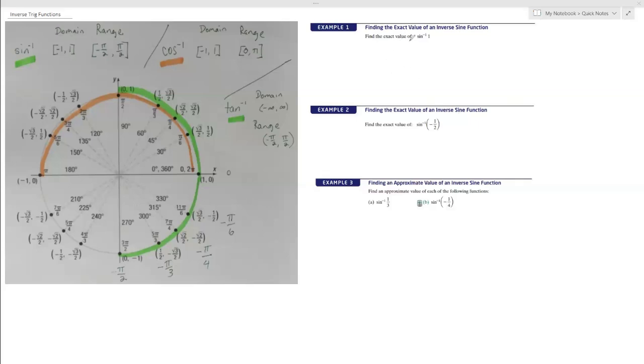And we want the exact value. Whenever they ask for the exact value, they basically mean it's going to be coming from the wheel here, and we'll be able to read it from special angles. So let's take a sine. They want the inverse sine of 1. Okay, so we're looking for where y is 1. And we're finding the angle. So we could say 90 degrees if we're working with degrees, but we're going to work with radians today. So we're going to say π/2.